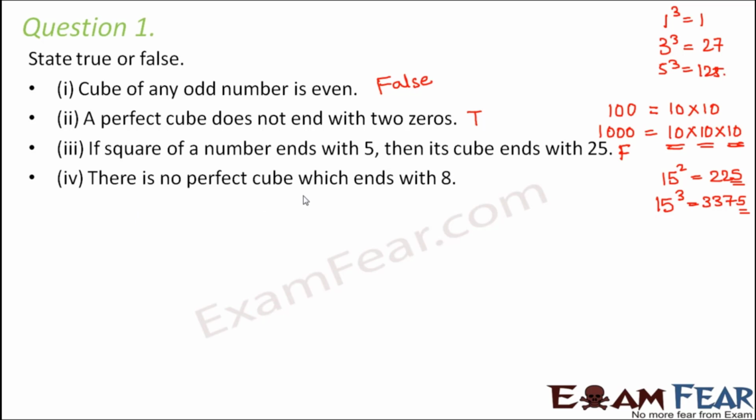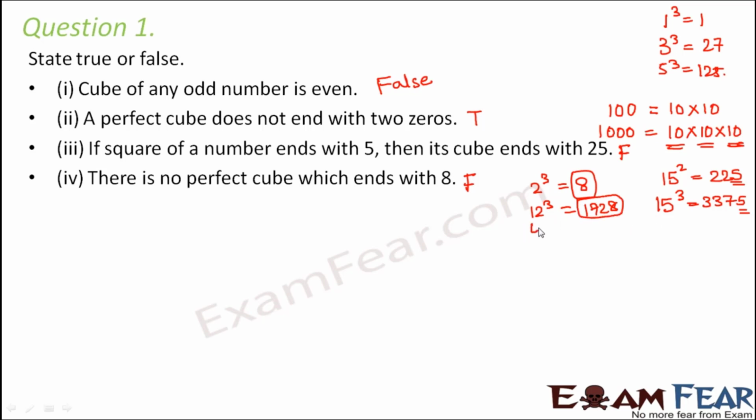There is no perfect cube which ends with 8. Well, that's again false, because if you look at the cubes, 2 cube is 8. So 8 is a perfect cube. Similarly, 12 cube is equal to 1728. So 1728 is also a perfect cube.